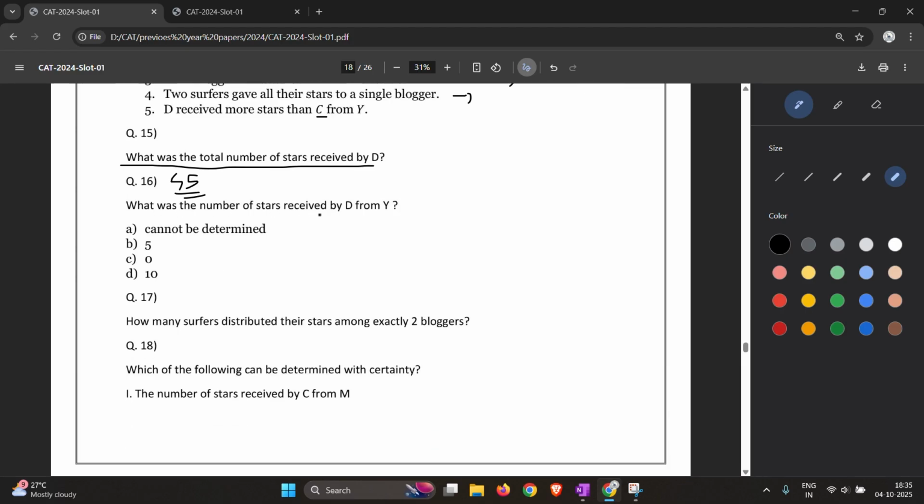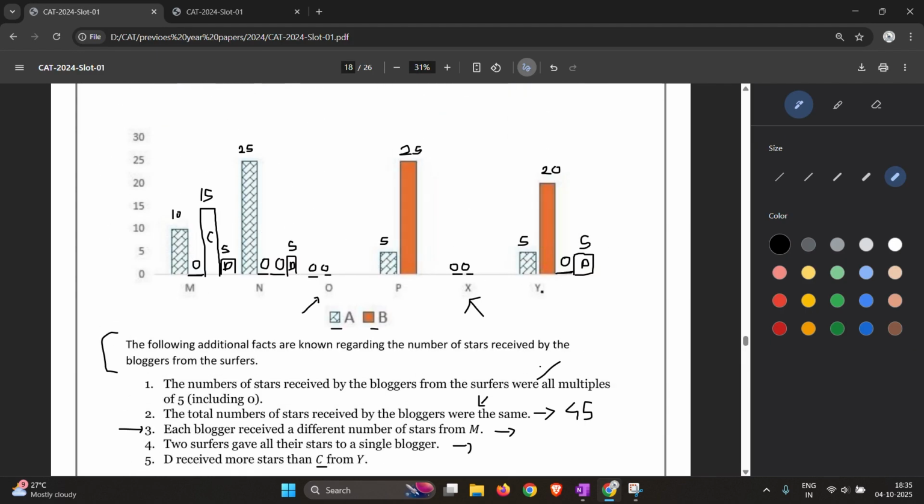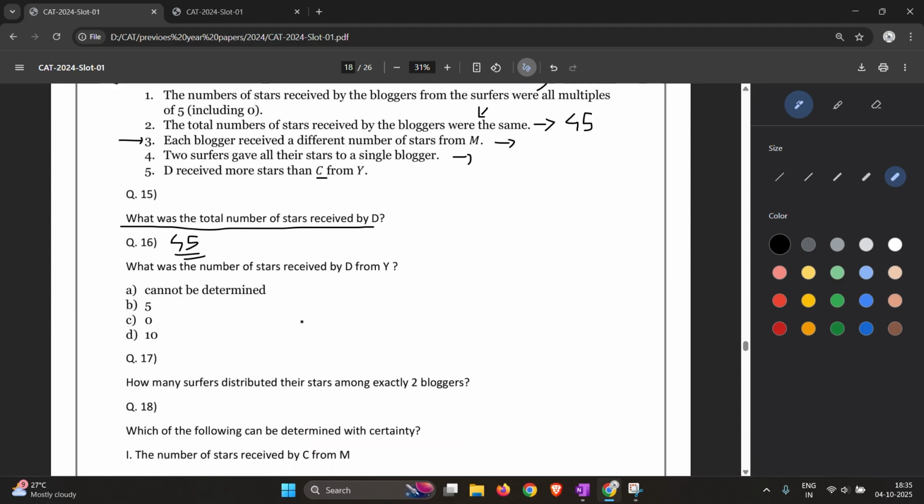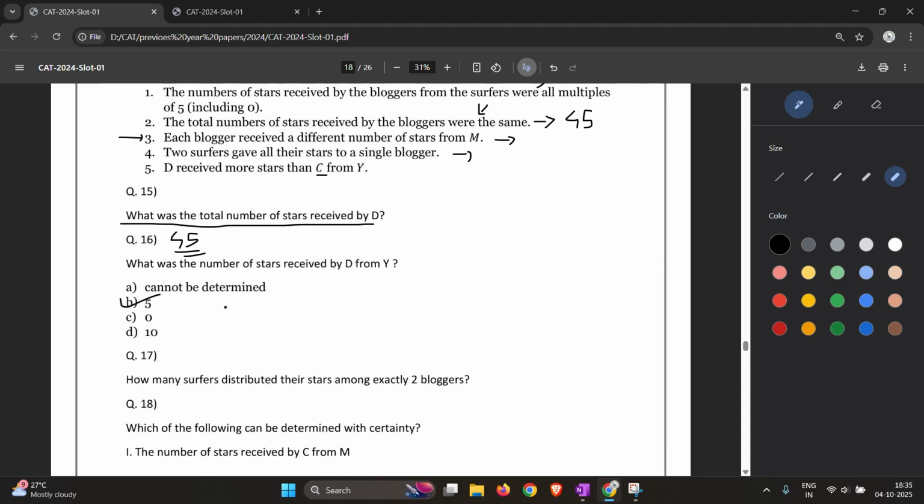What was the number of stars received by D from Y? So from Y, D received 5 stars. We just calculated that, so it's option B.